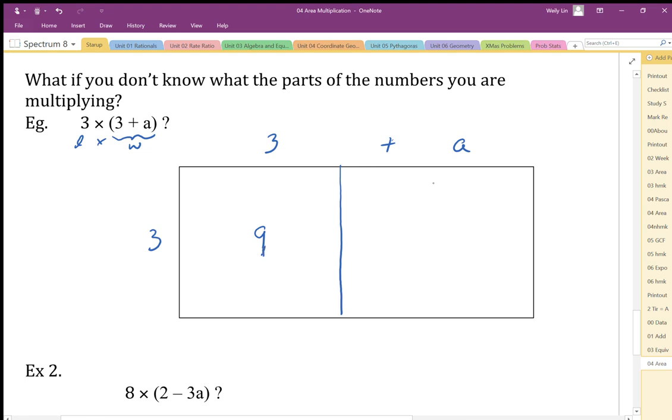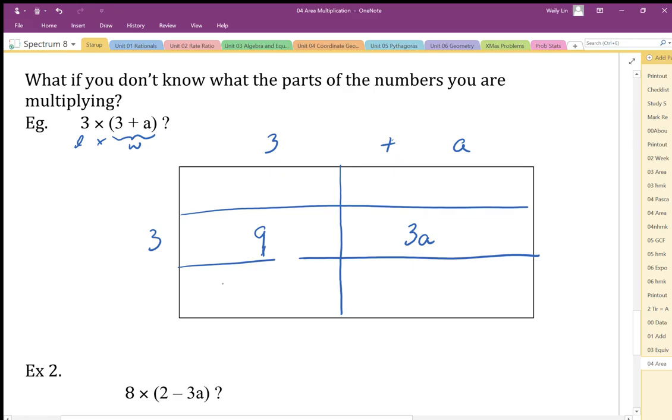But what about here? I've got 3 along the vertical and a along the horizontal. Well, 3 groups of a is really just 3a. Okay, and if we use algebra tiles, we can use tile pieces, and we can break this up like this. We have 3 groups like this, so we have our 9 squares in there. And we have our 3 layers of a. There's 1a, 2a, 3a. So we have 3 a's in there.